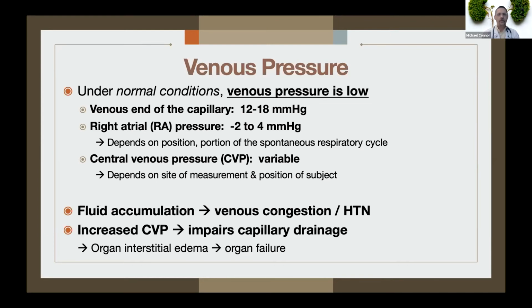We also know that fluid accumulation leads to venous congestion and venous hypertension. And so if the capillary pressure is not very high, and normally blood drainage out of an organ or a capillary bed depends on the pressure difference from the capillary to the venous pressure, if venous pressure increases, then your pressure difference on the venous end of the capillary to the veins goes down, and it impairs capillary drainage, leading to organ interstitial edema and organ failure.